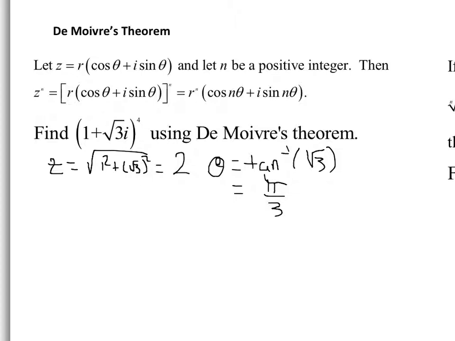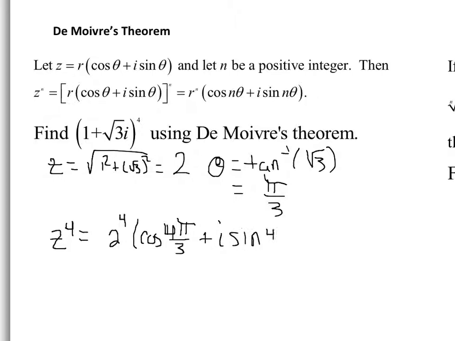So if we look at this, we have z to the 4th equals 2 to the 4th, cosine of 4 pi over 3 plus i sine of 4 pi over 3.